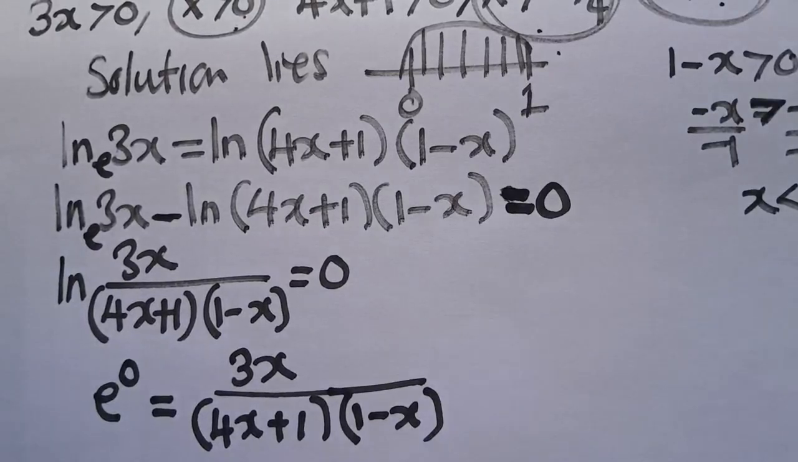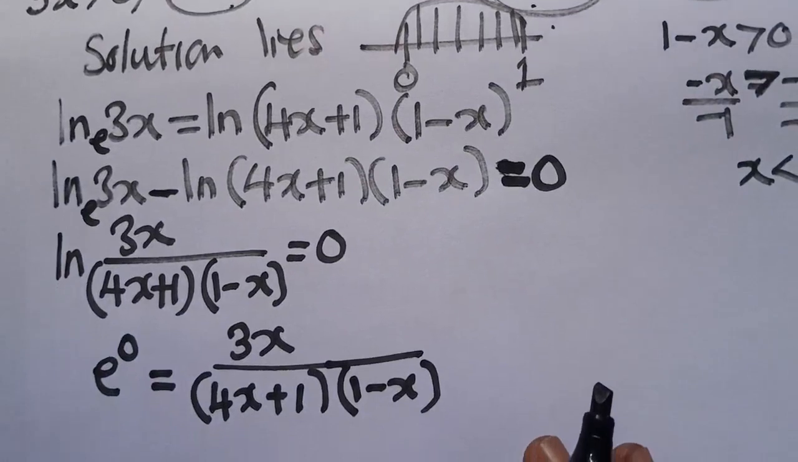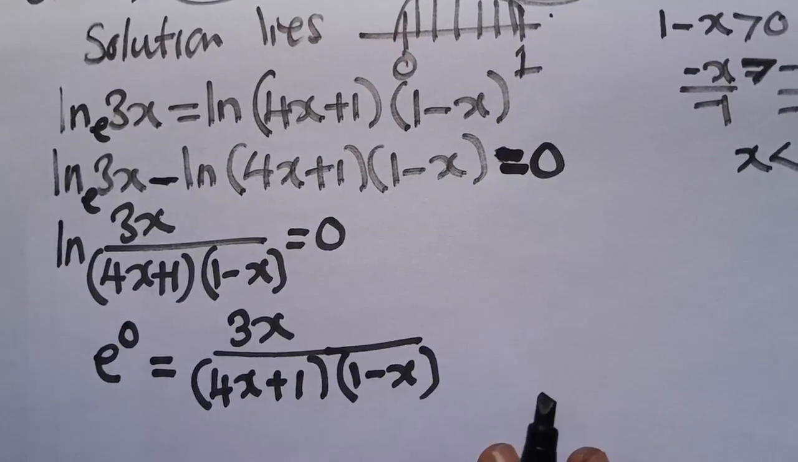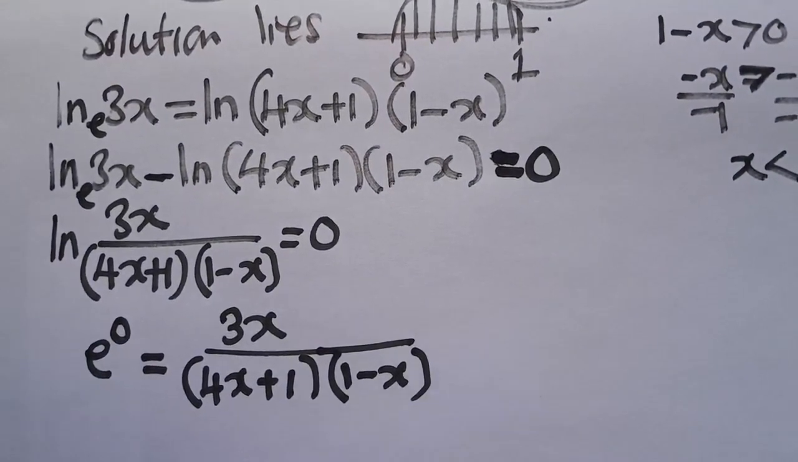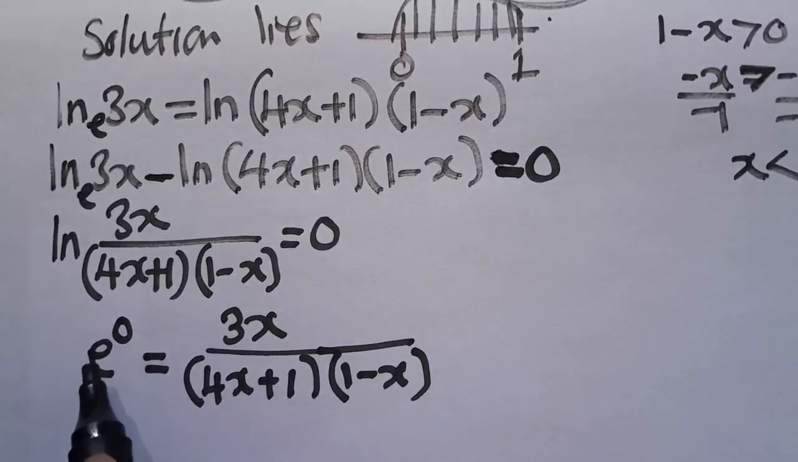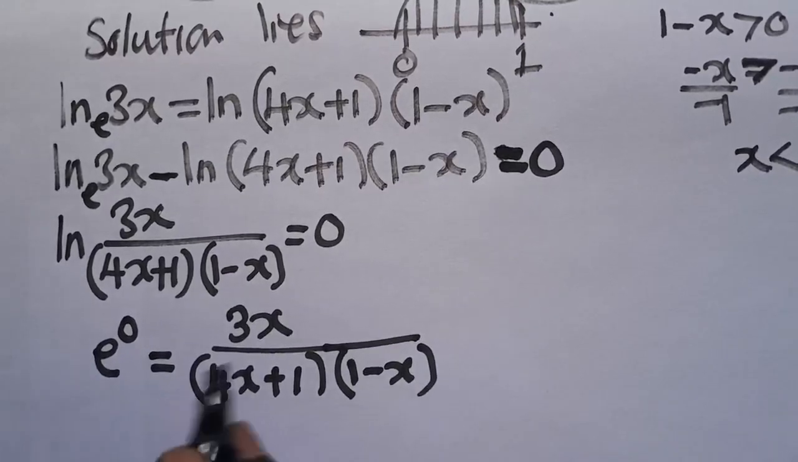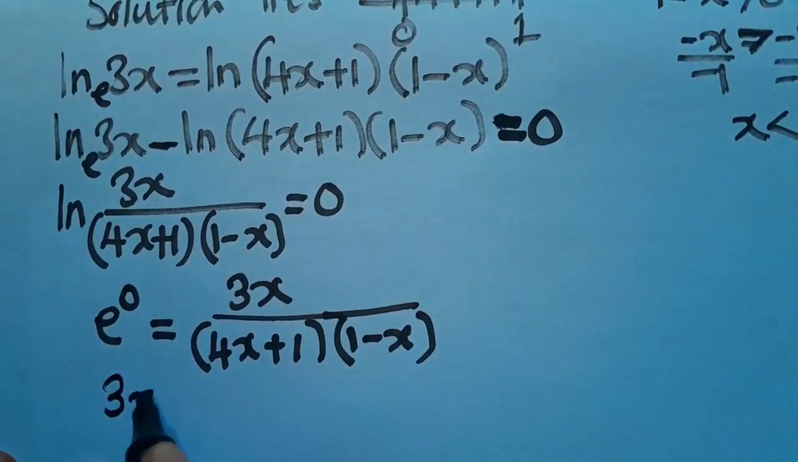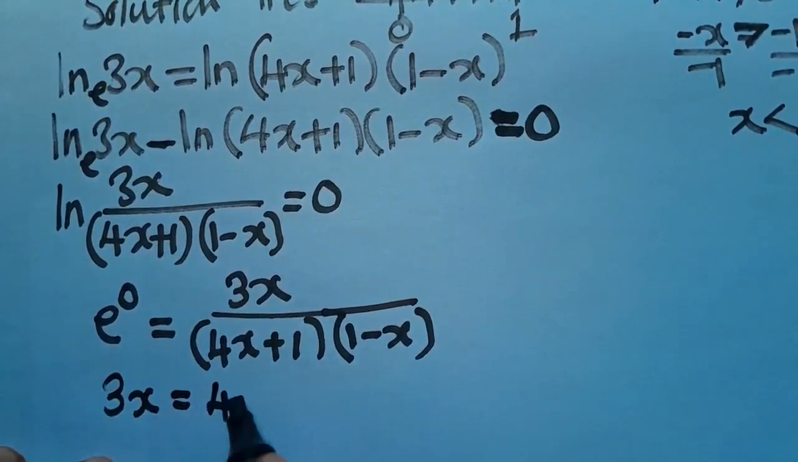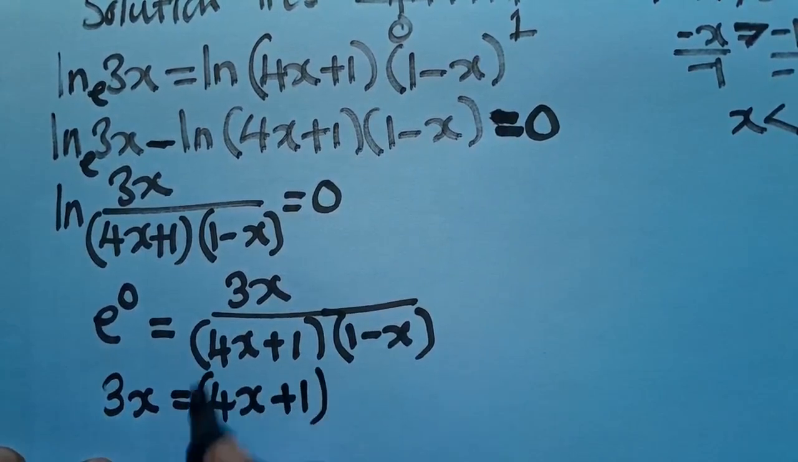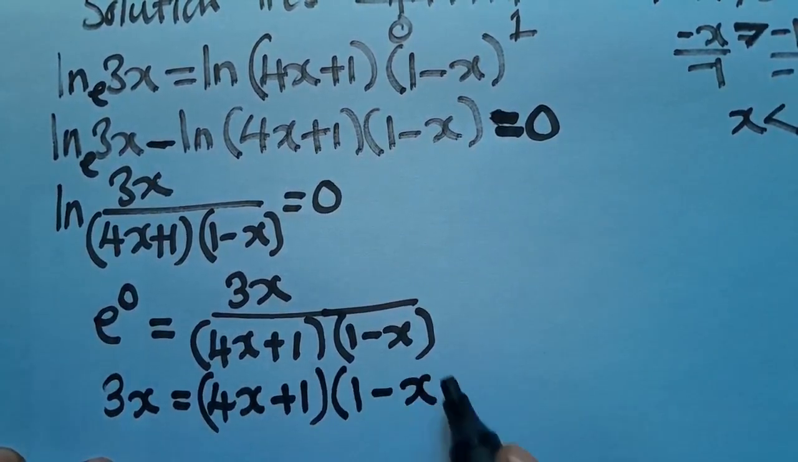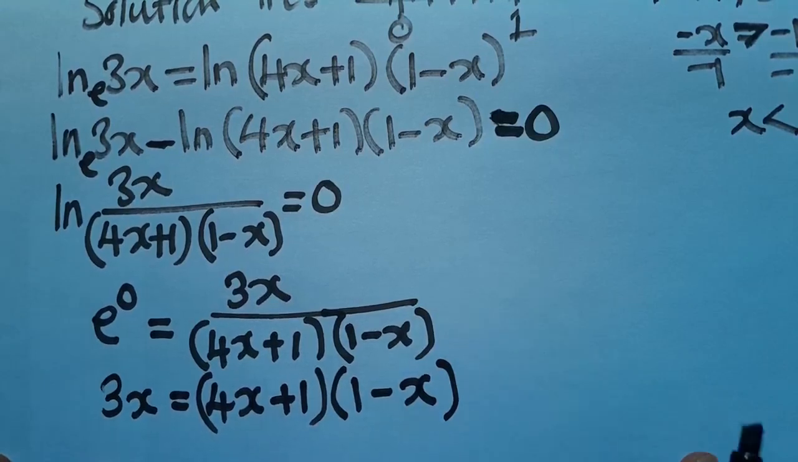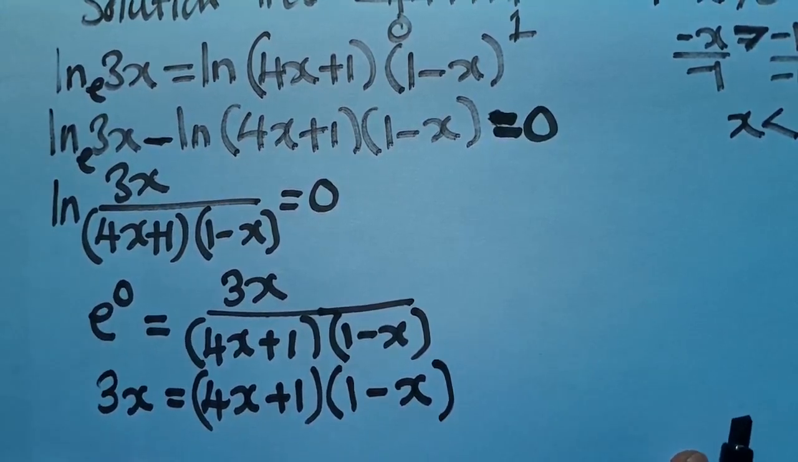So after reaching here, what you need to do next is start solving. You know that anything raised to the power 0 is 1. So what you are going to have here is 1, then you cross multiply. What you are going to have will be something like this: 3x should be equal to 4x plus 1 minus x, like this.